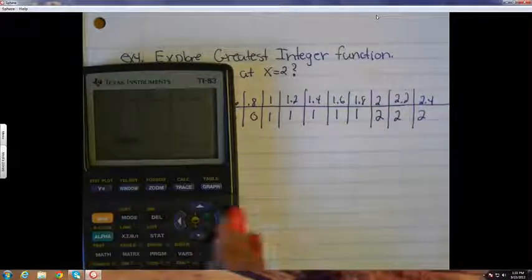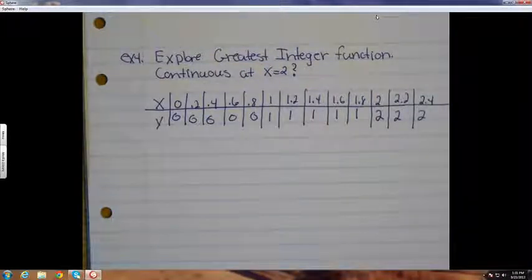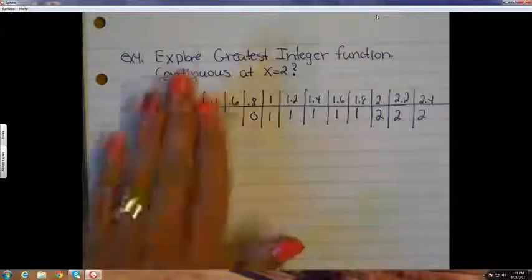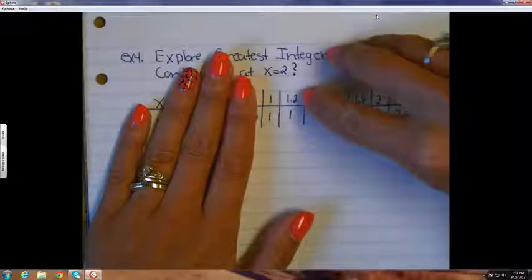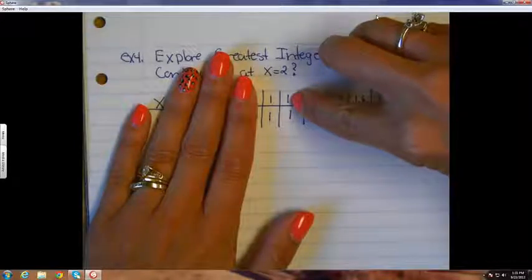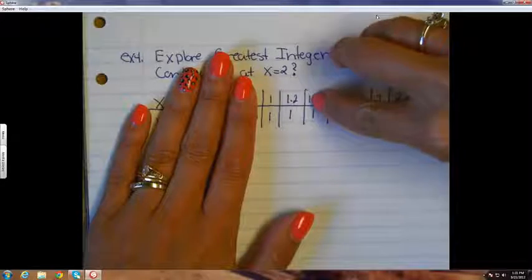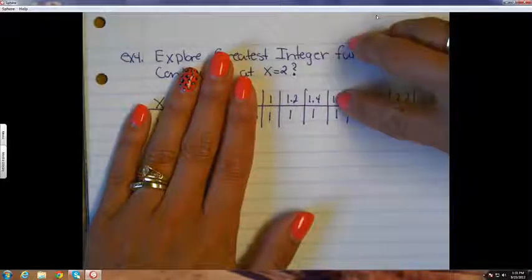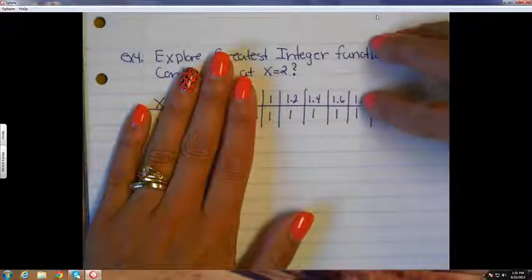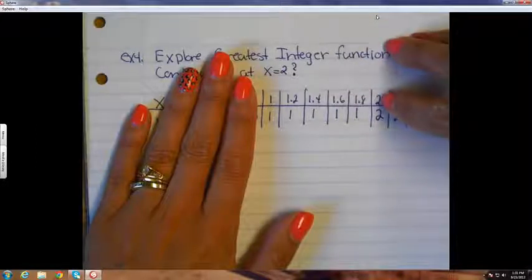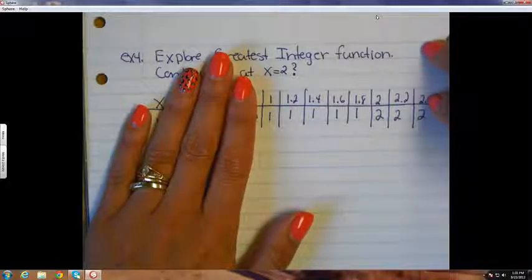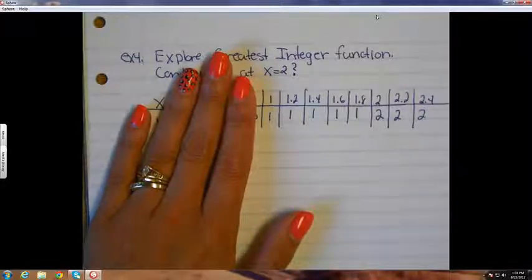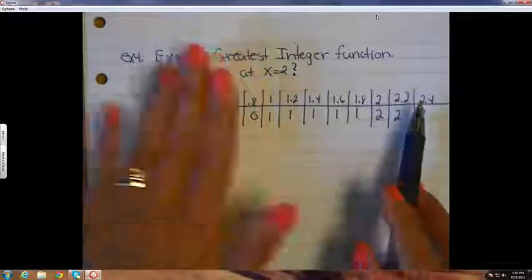So what the greatest integer function is doing is it truncates the decimal. And when you truncate something, you just chop it off. So at 1, that's just the whole number 1. But when I get to 1.2, it chops off the 0.2, and you've got 1. At 1.4, it chops off the 0.4, and you've got 1. 1.6, it chops off the 0.6, and you've got 1. 2, there's no decimal. 2.2, it chops it off. 2.4. So the greatest integer function does not round, it truncates. It chops off all the decimals, and you get the integer that's before it.